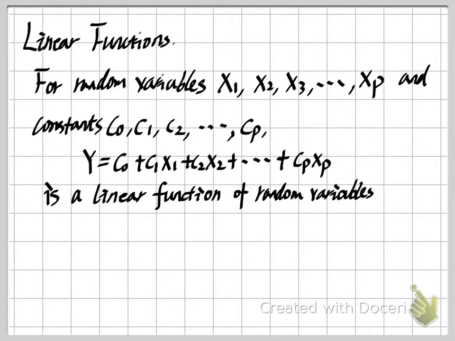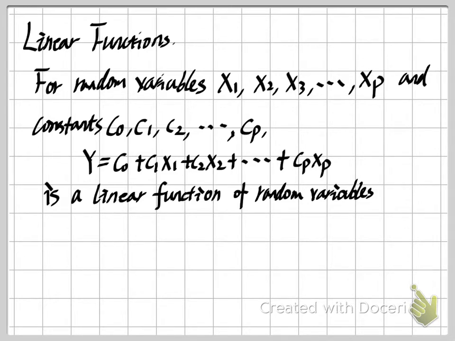If you look at this, for linear functions it's only made of some constants c0 until cp and these random variables. There is no x squared, x cubed, or x to some power. There is no term like this in this function. And also there is no function like sine x, cosine x, log x, or exponential of x. They don't have any equation like this. So that's the definition of linear function of random variables.